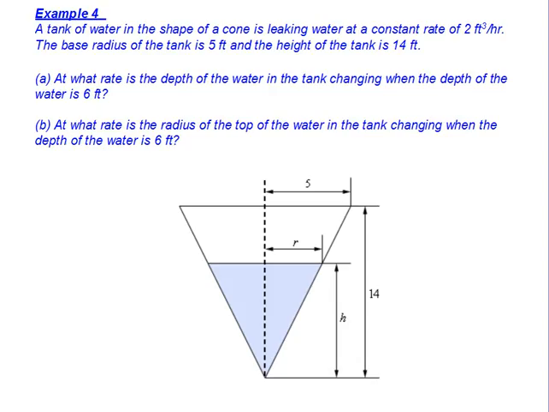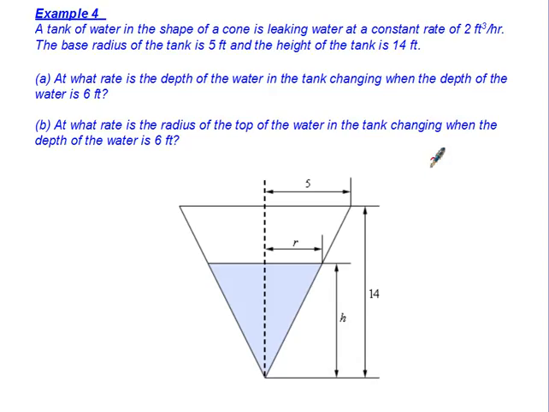Okay? Now, for a cone, there's 2 measurements in a cone. There's a base radius and a height. Okay? Which part is the base? The top, the circle part, right? And if it makes sense, because it's called a base radius, right? Only circles have radiuses. Okay. So this has 2 parts to it. At what rate is the depth of the water in the tank changing when the depth of the water is 6 feet? And then part B is at what rate is the radius of the top of the water in the tank changing when the depth of the water is 6 feet?